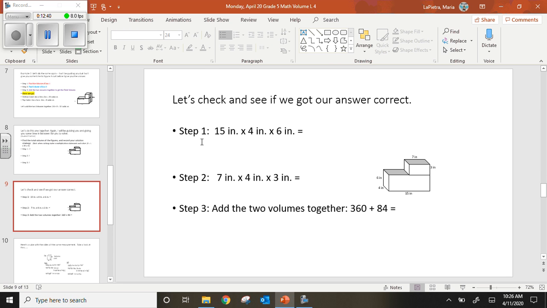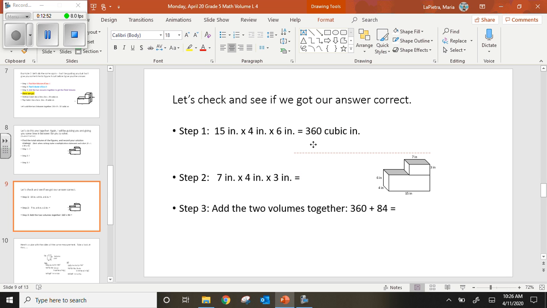So for the first one, let's check and see if we got our answer correct. Step one was 15 times 4 times 6. Your answer should be 360 cubic inches. For step two, you should have said 7 times 4 times 3 gave you 84 cubic inches.